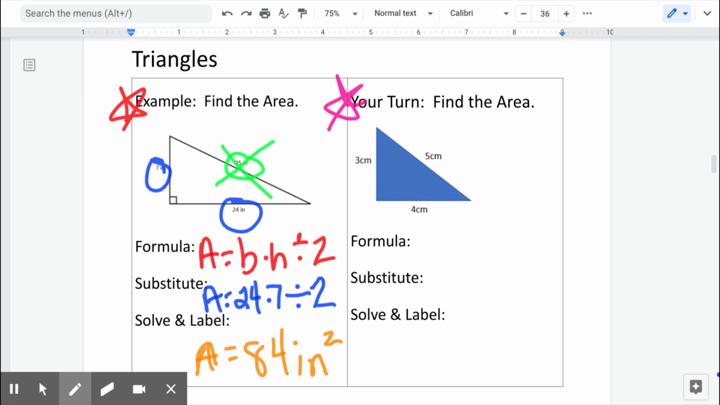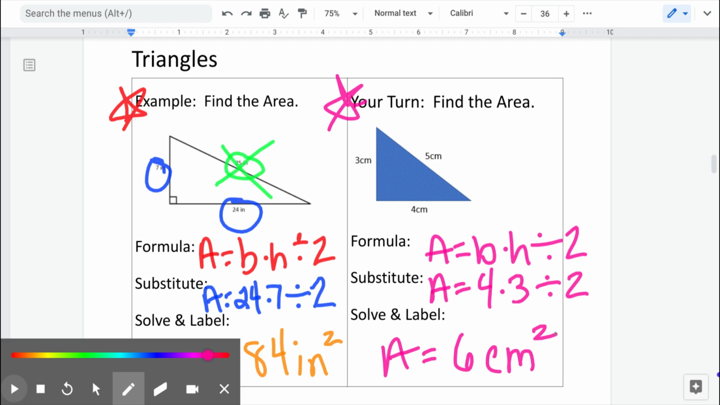And here's the correct answer for your turn. So not only am I looking for that answer of 6 centimeters squared, but I'm also looking for, did you show your formula? Did you substitute? Are you showing those skills? You cannot just type stuff into the calculator. I'm looking for the formula, the substitution, and the solve.